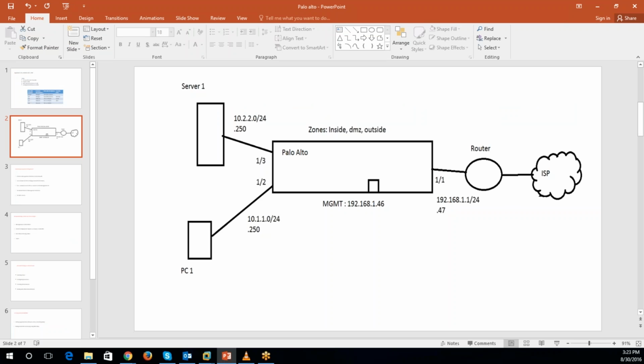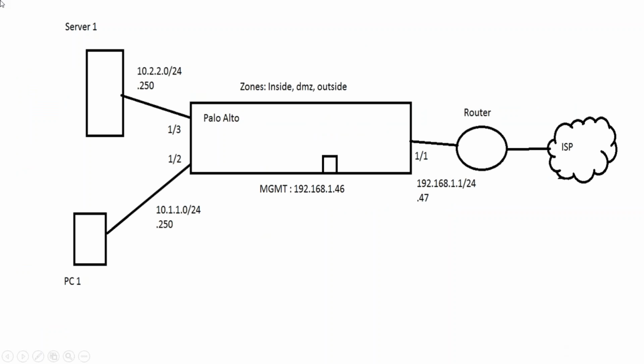Let me just clarify something here. Now, this is my inside zone network address, right? And we already created this in VMware Workstation with the Palo Alto device, and here we use VMnet1, right? Right, guys? This is connected to VMnet1.